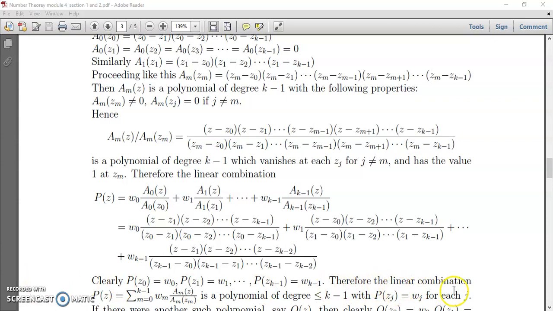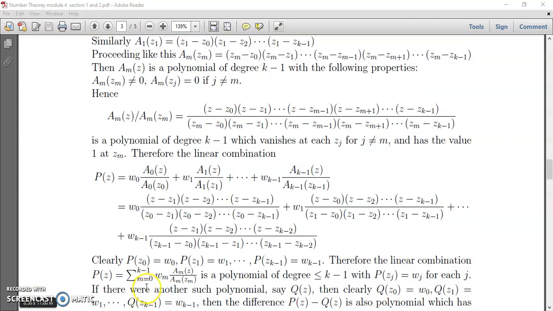Therefore, the linear combination p of z is equal to sigma m equal to 0 to k minus 1 of w_m a_m of z by a_m of z_m, which is a polynomial of degree less or equal to k minus 1 with p of z_j equal to w_j for each j. Now we have found that there exists a polynomial which satisfies the condition p of z_j equal to w_j for each j. Now our aim is to show that there is no other polynomial which satisfies this condition. For that we will have to prove the uniqueness.